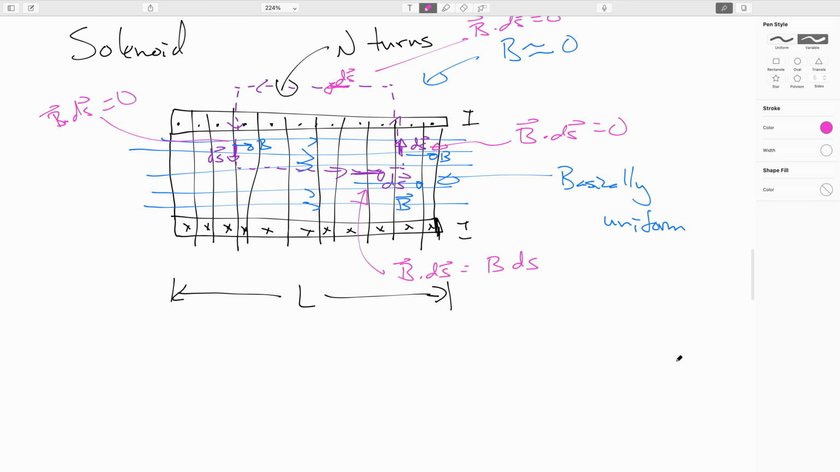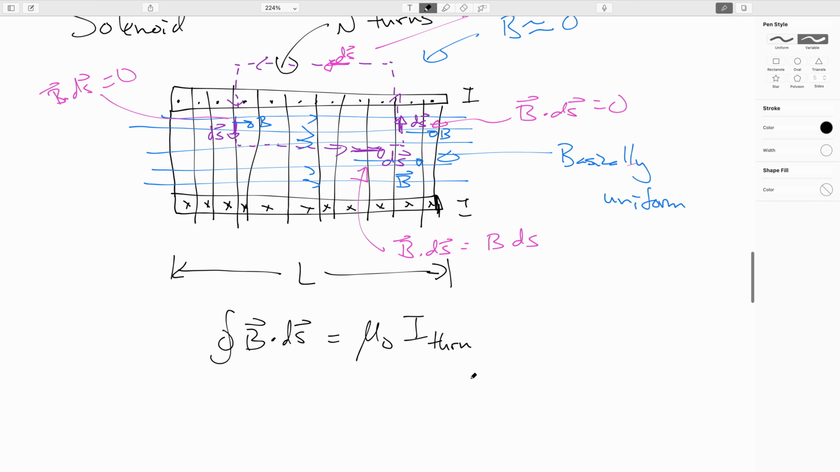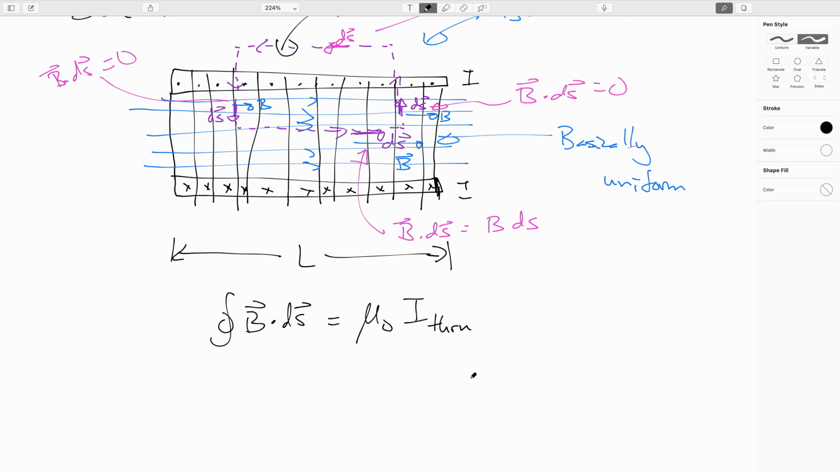So when we set up Ampere's law for this, we're going to have the integral of B dot ds is equal to mu naught times I through the Amperian path. I'm going to make this distance L, the length of my Amperian path. It doesn't change anything because we're pretending the solenoid goes on forever anyway.